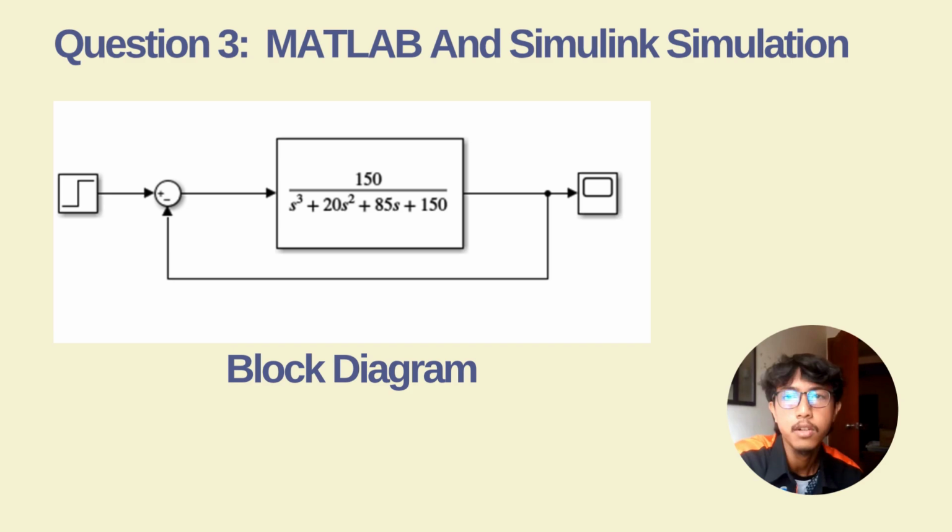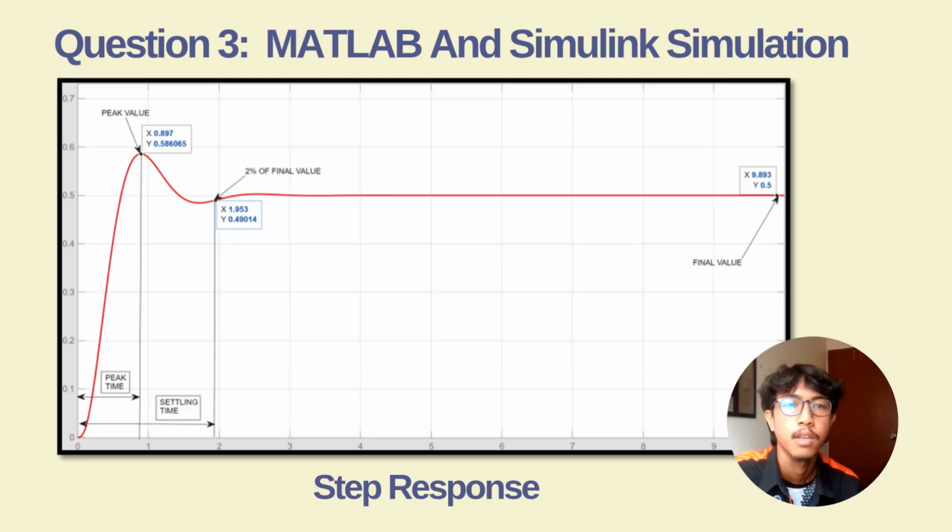Hi everyone. After the calculation part, we transition our theoretical third-order transfer function into MATLAB and Simulink to observe its real-world step response. As you can see in our block diagram, we set up a unity feedback loop. We use a step block as our input, fed into the expanded third-order plant transfer function. And this is our transfer function. After that, we capture the behavior using a scope block.